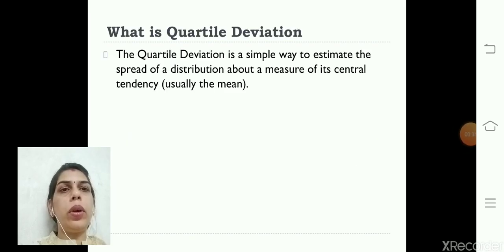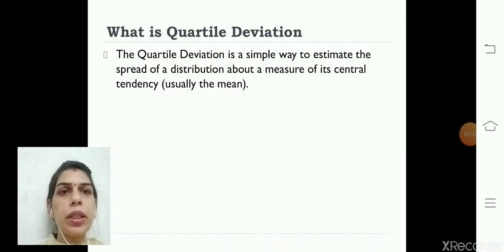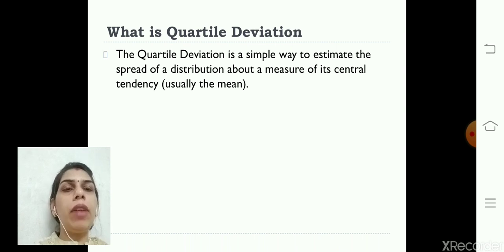So, quartile deviation. What is quartile deviation? Quartile deviation is one of the measures of dispersion. Measures of dispersion I have discussed in my previous video. What is dispersion? Dispersion is the scatteredness of the data, and measures of dispersion are used to measure the scatteredness or the spreadness of the data from its central value. So, quartile deviation can be defined as a simple way to estimate the spread of a distribution about a measure of its central tendency, usually the mean.